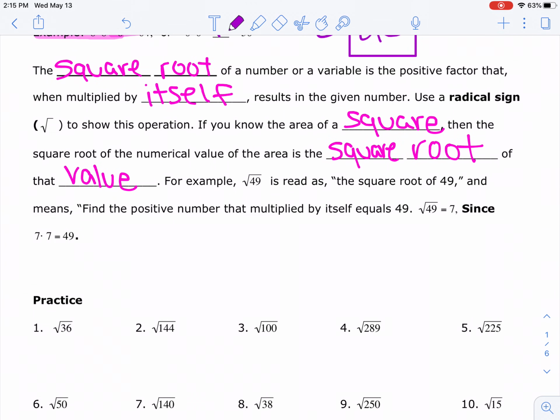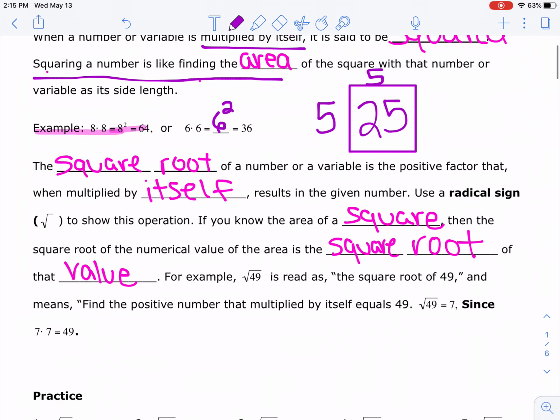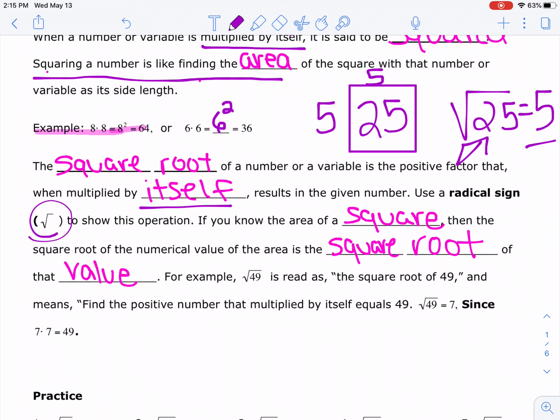The square root of a number or a variable is the positive factor that when multiplied by itself results in the given number. So if I took the square root of 25, that would equal 5, because 5 times itself gives me 25. Use the radical sign to show this operation.